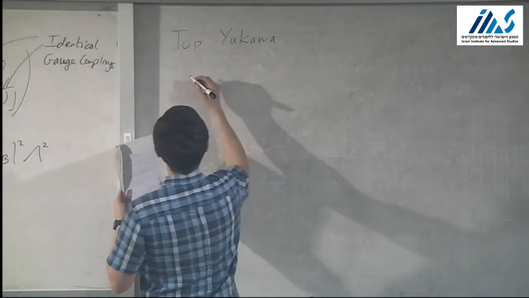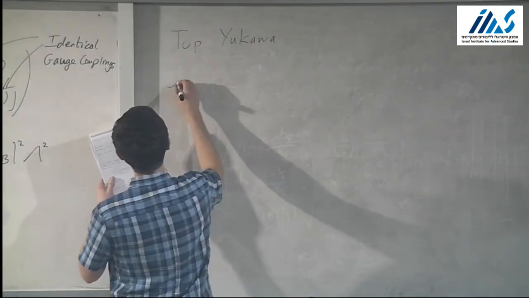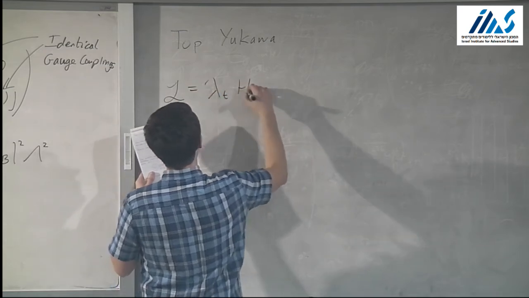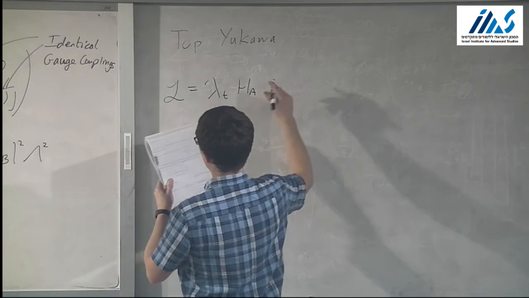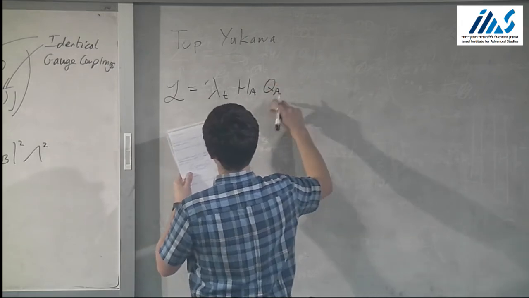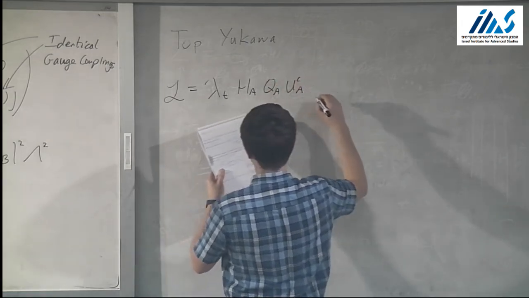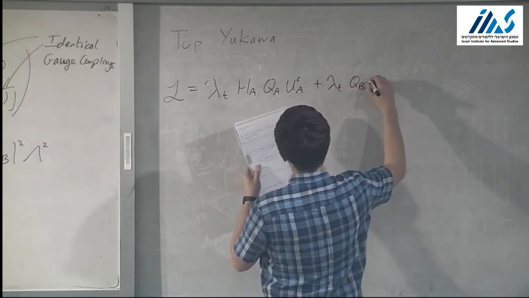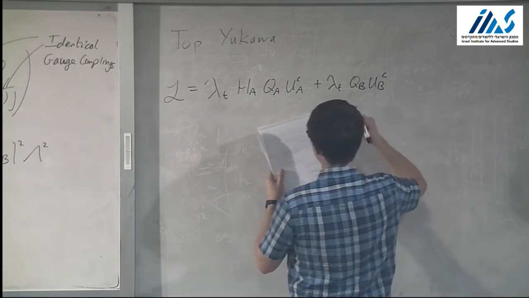So now the Lagrangian looks like this. We've got lambda_top H_A, so this is a doublet, Q_A, which is a doublet, let's call it U^c_A, plus lambda_top Q_B U^c_B.